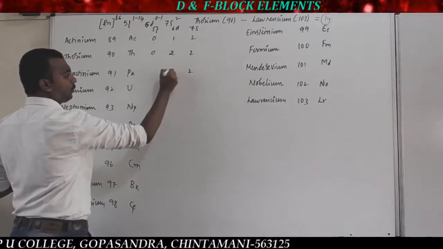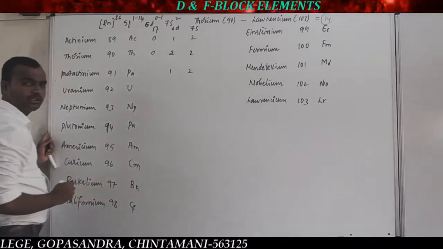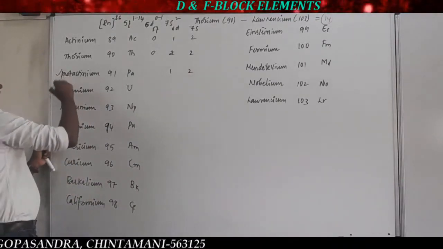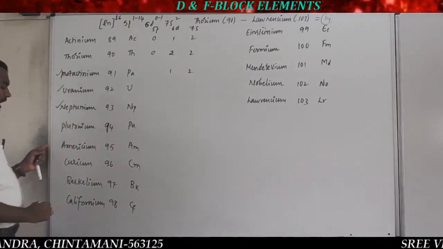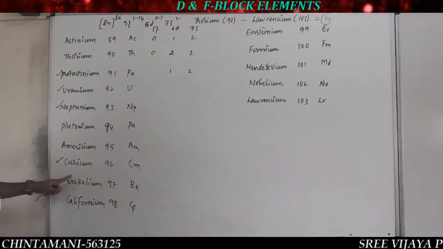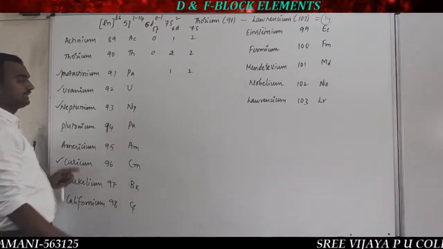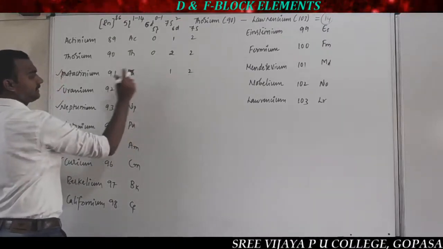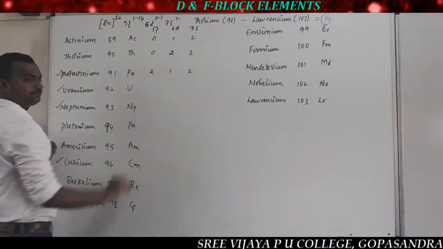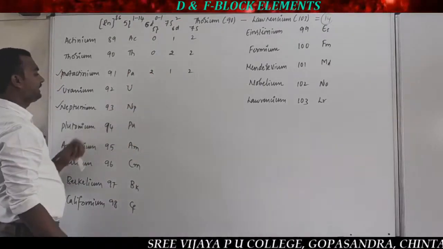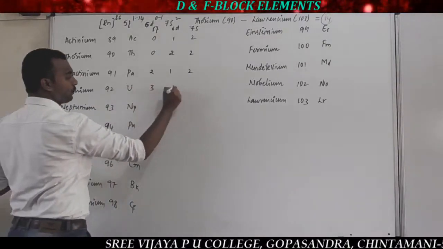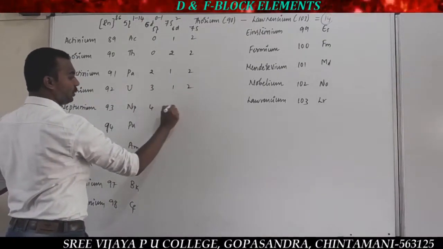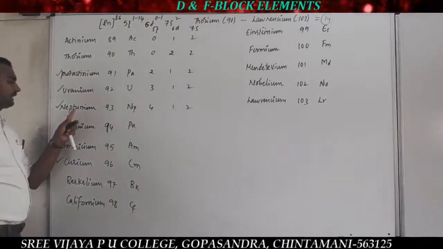Here you should expect an exceptional case. Which exceptional cases occur? Protactinium, uranium and neptunium, and one more is curium. These are the exceptional configurations in this case. 2 1 3 is done, 86 plus 3 is 89. Two more electrons are needed to reach 91. Next, what happens for uranium? That is 3 1 2, and here also 4 1 2. That is the case of neptunium.